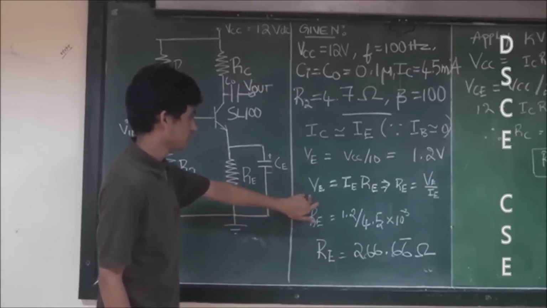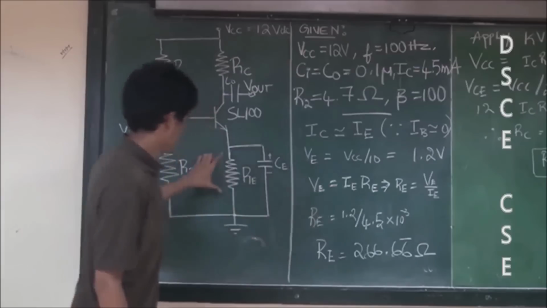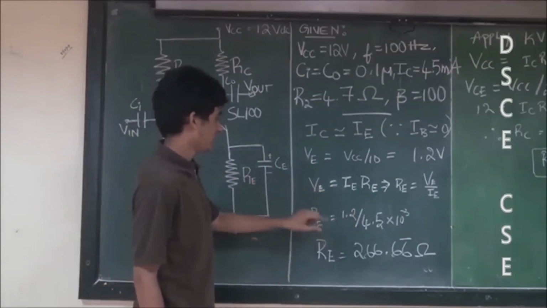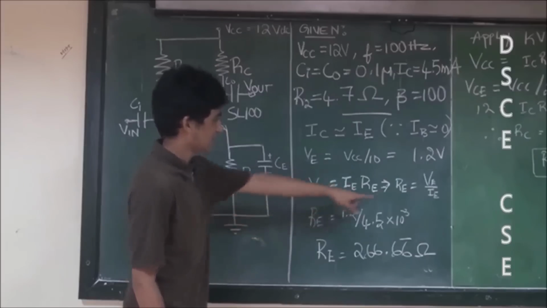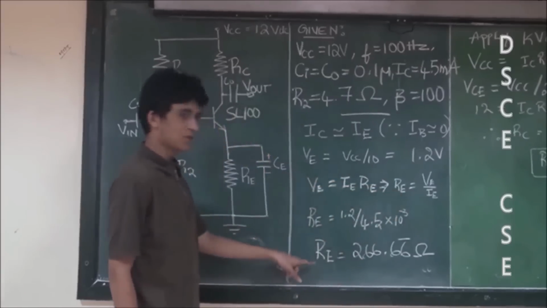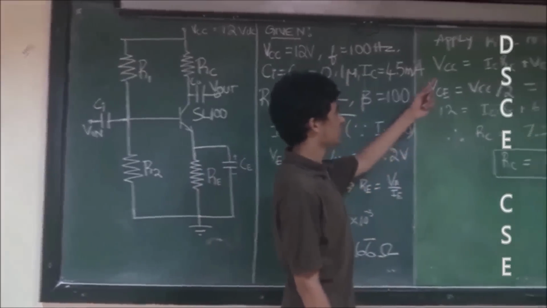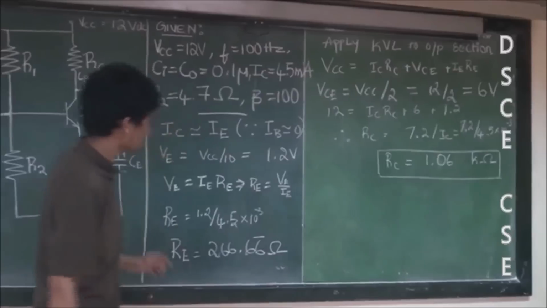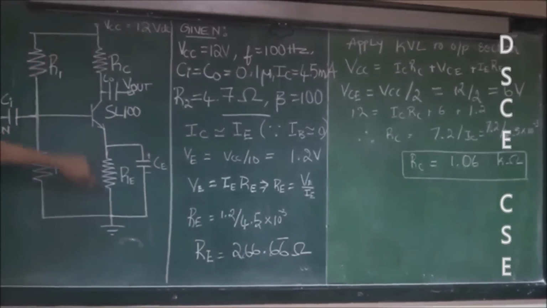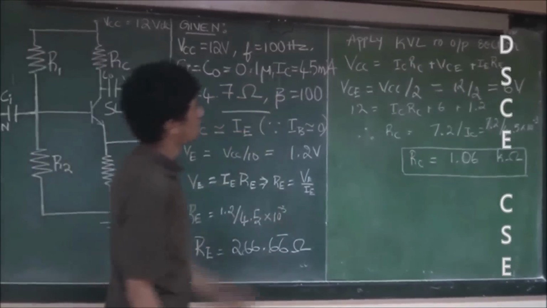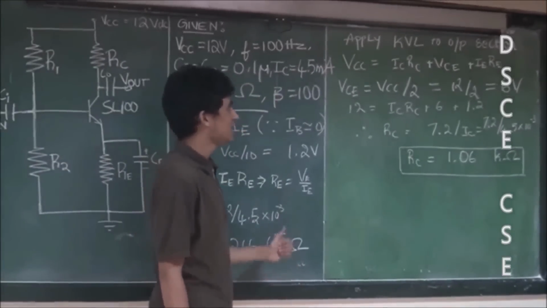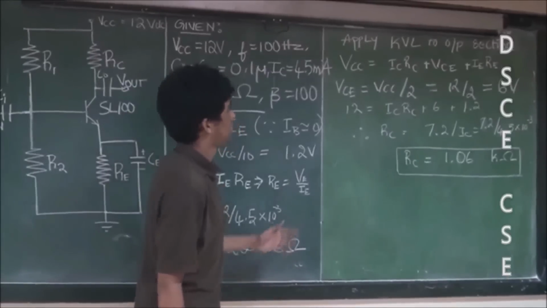Then from this equation, VE equals IE RE, because it's this resistor, we can calculate the value of resistance RE from this equation, which will be equal to 266.66 ohms. Now we apply KVL to the output section of the amplifier, which is basically this part. So we get the equation VCC equals IC RC plus VCE plus IE RE.